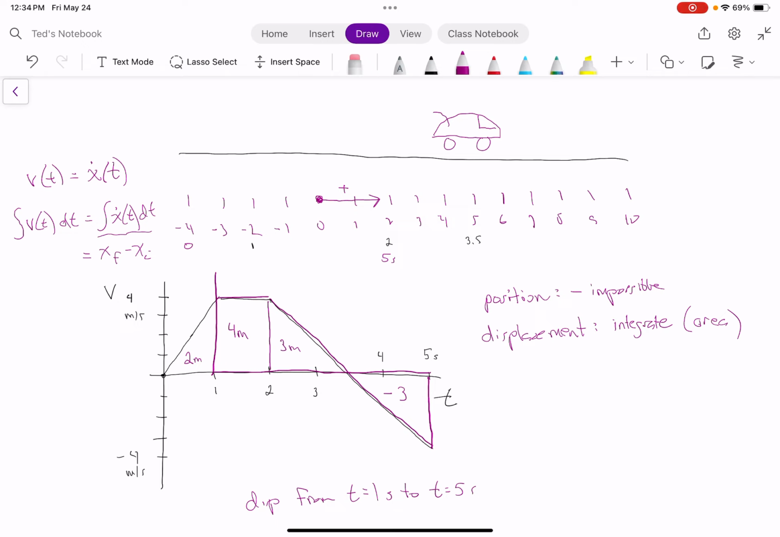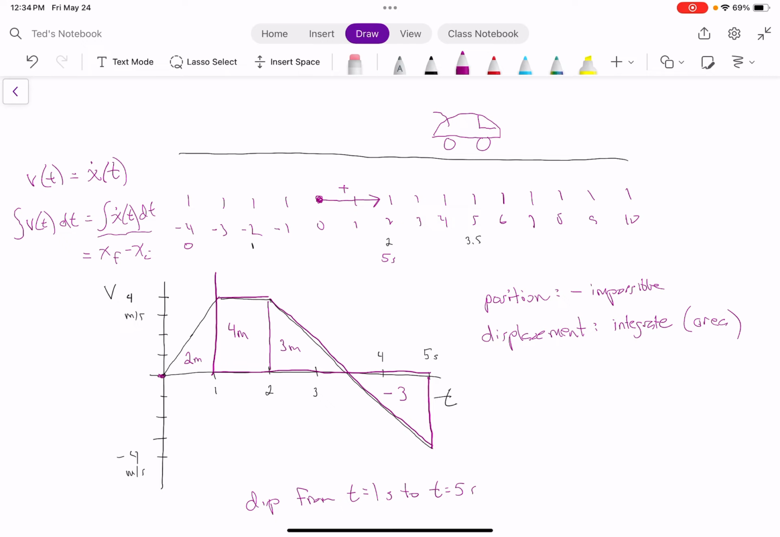Anyway, displacement is area. If I wanted to know the displacement from 0 to 2 seconds, it would be 6 meters: the 2 meters from 0 to 1 seconds, and the 4 meters from 1 to 2 seconds. All right, that's displacement.